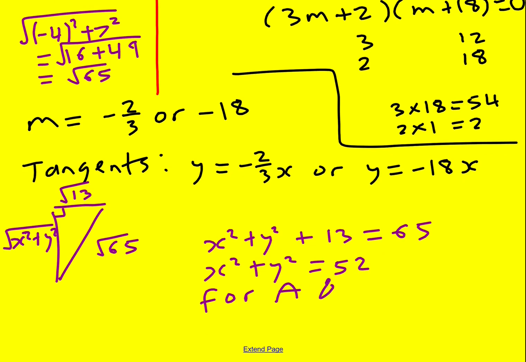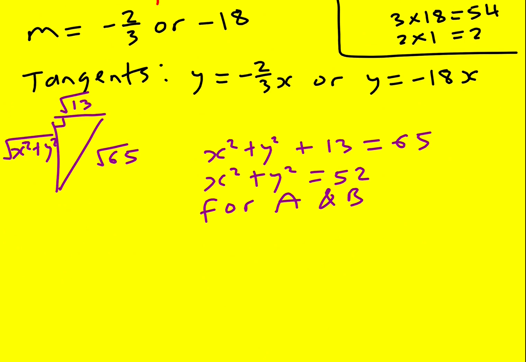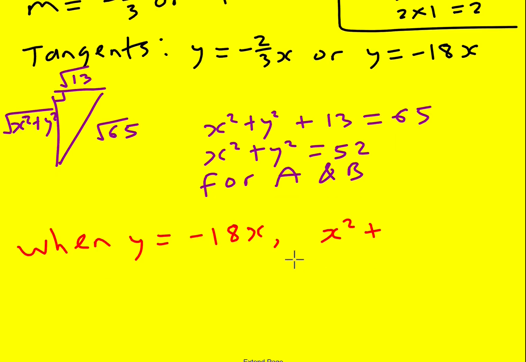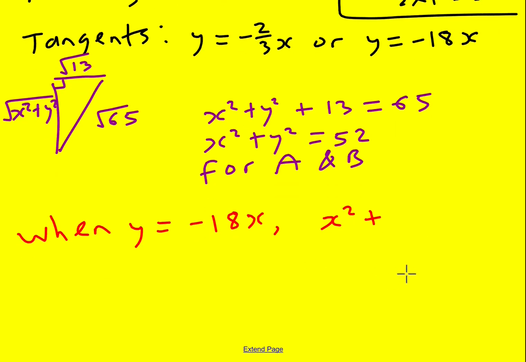Remember, this is for A and B, where the tangents touch. I'll deal with the minus 18x to start with. We're going to get x squared plus, okay, I'm going to need to square that minus 18.